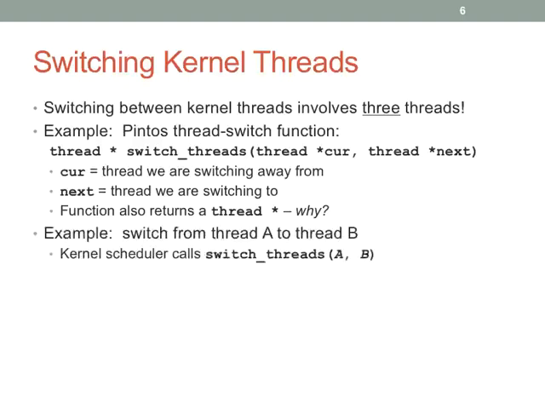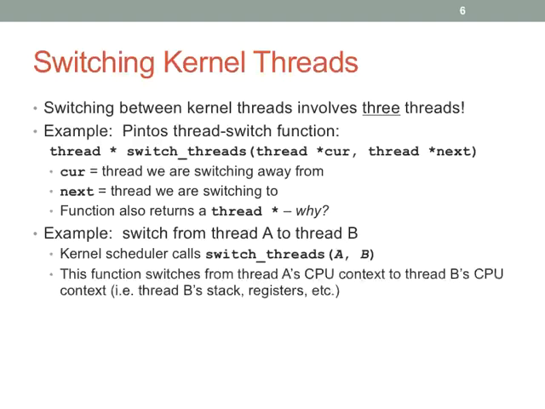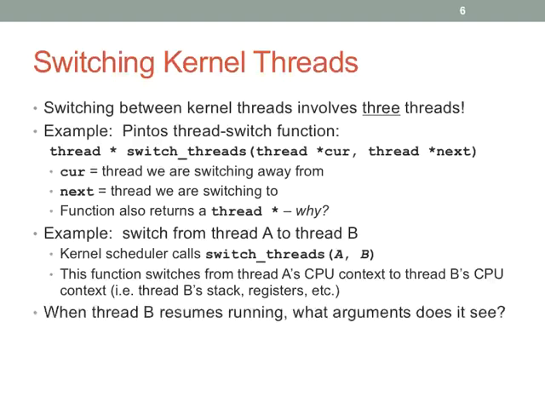So notice I switch from thread A to thread B, so I call switch threads A, B. This is not necessarily exactly how the code would look, but we're just illustrating. And so the function switches from thread A's context to thread B's context, which means the stack changes, the registers change, and so forth. Now we're switching from one kernel stack to another kernel stack. We're still in kernel mode. So when thread B resumes running, we're still inside switch threads, but what arguments does thread B see on switch threads?